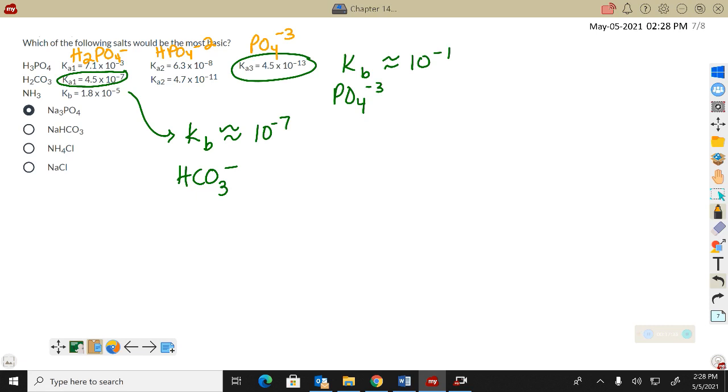And the third choice, ammonium NH4 plus, is acidic. That's the conjugate acid of the weak base ammonia, NH3. So hopefully then it was a 50-50 choice, right? This one should be mildly acidic, and the sodium chloride is neutral. So between the first two, I picked the one with the higher Kb.